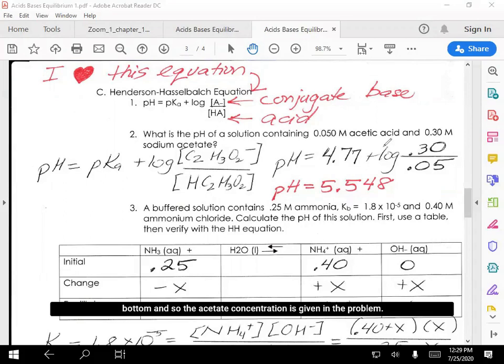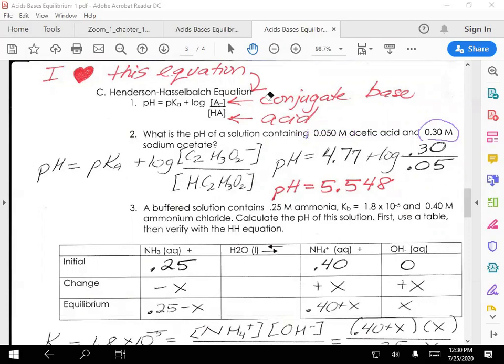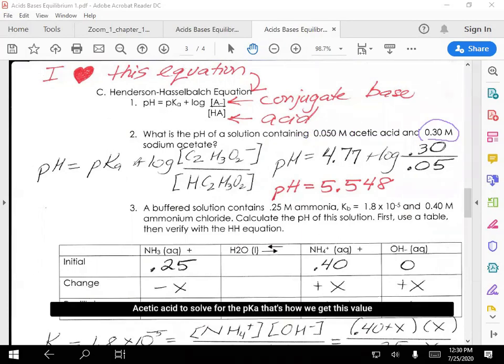And so the acetate concentration is given in the problem, so we put that where it goes. The acetic acid concentration is given. We put that on the bottom. And then we would have to use the Ka of acetic acid to solve for the pKa. That's how we get this value. And then we do the math, and we get the answer. Our pH is 5.548.